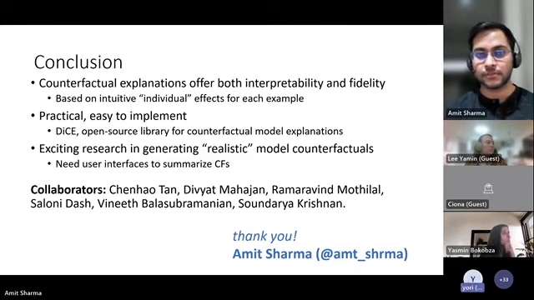A question building on this: is there any way that you can think about using counterfactuals to figure out additional features that make a difference?